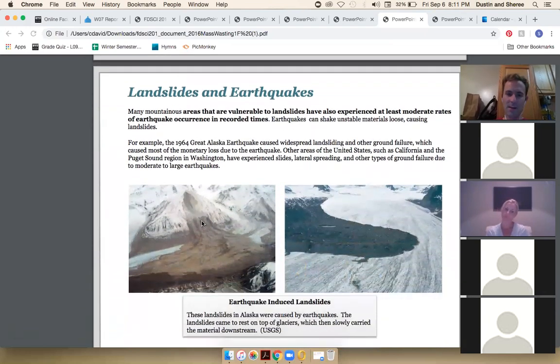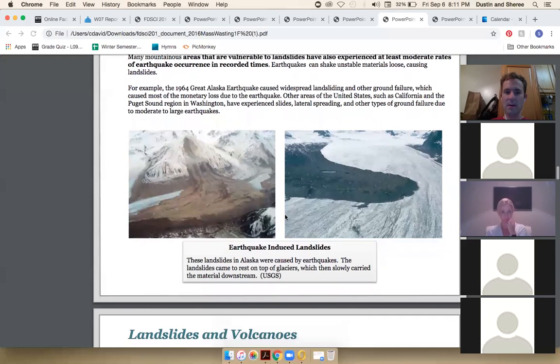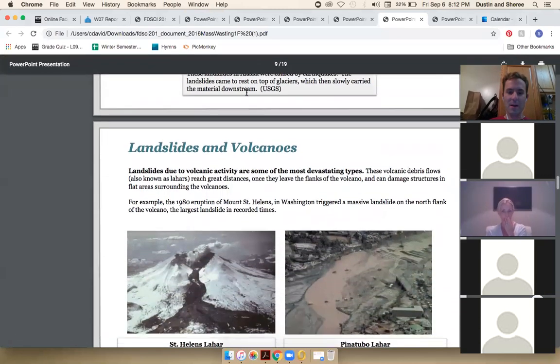Landslides and earthquakes, common in mountain ranges, right? You can get the shaking. You've got the steep slopes. You can destabilize it. Don't want to spend too much time on this. It's not really going to ask you anything about the 1964 Great Alaska Earthquake.